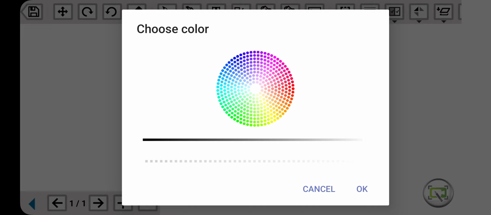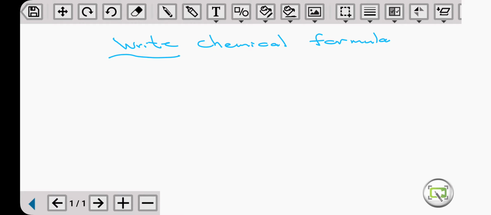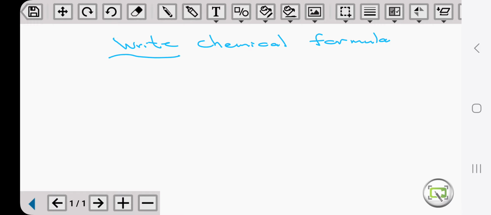In this lesson, we are going to look at how to use these polyatomic ions to write a chemical formula. Alrighty. So let's say we want to write the formula for the following substance.